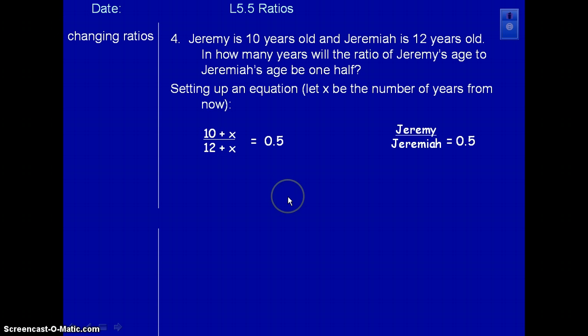If we want to solve this ratio to find out what x is, we're going to multiply both sides by the denominator here, 12 plus x. So take a moment to go ahead and do that. Press pause if necessary. We should result in 10 plus x. The 12 plus x will simplify out with the denominator on the left side, is equal to 0.5 times 12 plus x. Go ahead and use your distributive property.